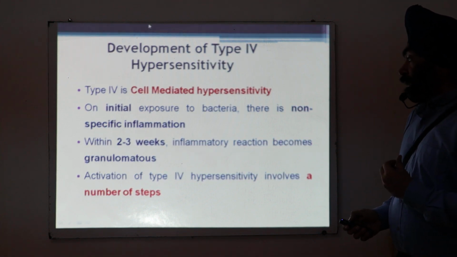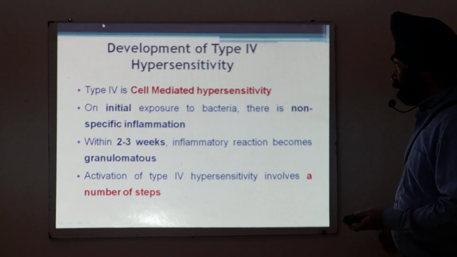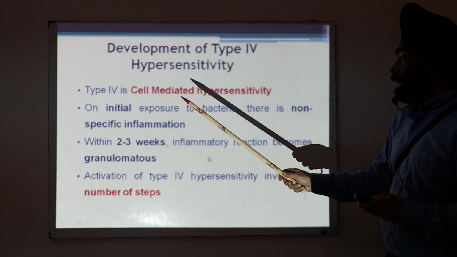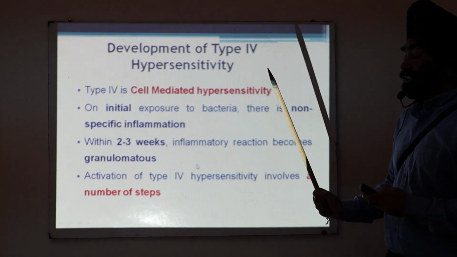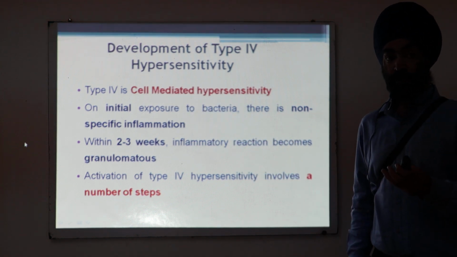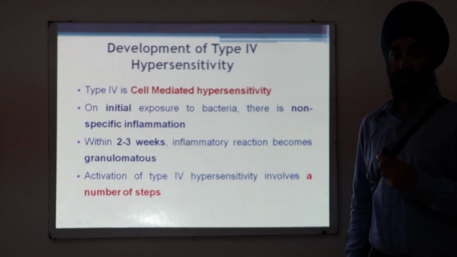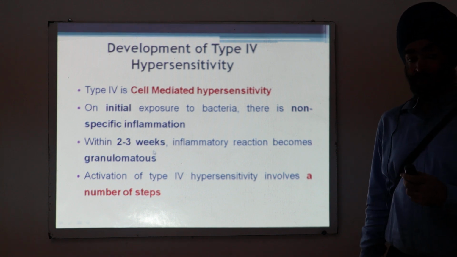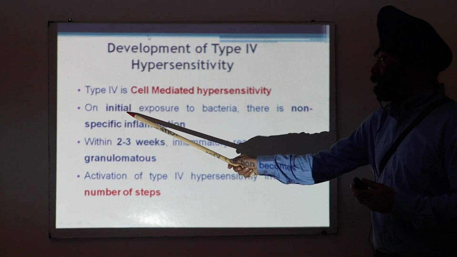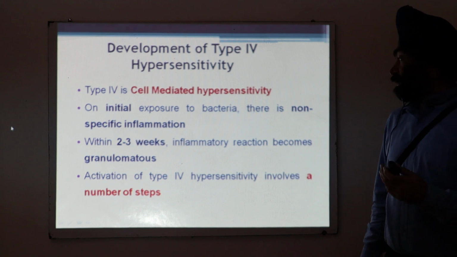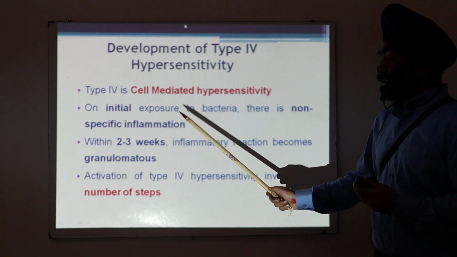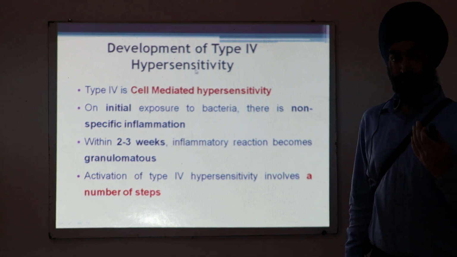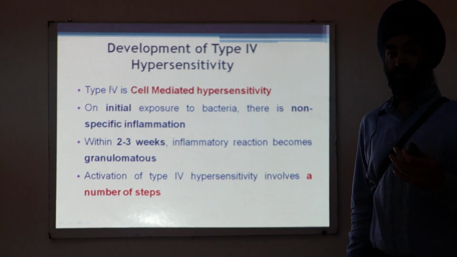So now, coming down to the development of type 4 hypersensitivity. Type 4 hypersensitivity is actually a cell-mediated hypersensitivity. Type 1, type 2, type 3, all these are antibody-mediated, but type 4 is different, it is cell-mediated. So what happens if there is an initial exposure to the mycobacterium? There is a non-specific inflammation, like whenever any microorganism enters, there is an inflammation. There is no specific pattern of inflammation.